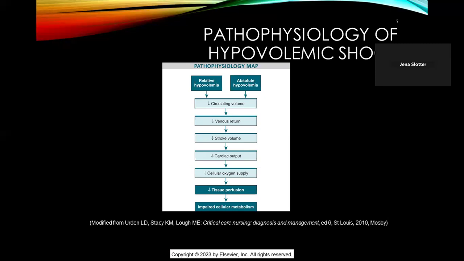So obviously, we're having decreased venous return. We get down to the decreased cardiac output, decreased oxygen supply, and then, of course, we have the decreased tissue perfusion and the impaired cellular metabolism. This is just a good picture and a real good overview of basically what you need to know about the patho of hypovolemic shock. There's more to it, but I don't think you need to get into the nitty-gritties of the little stuff. So we're going to leave it at that for now.